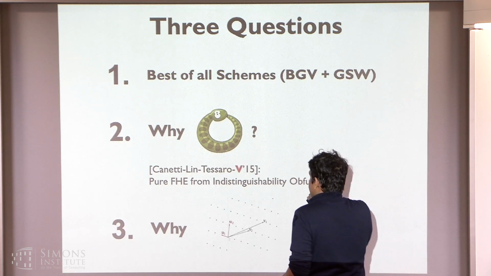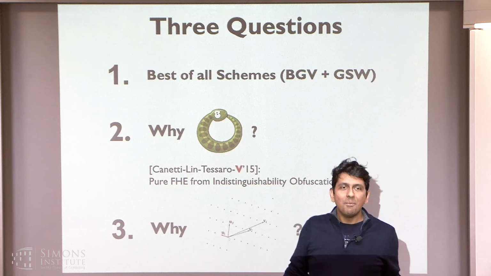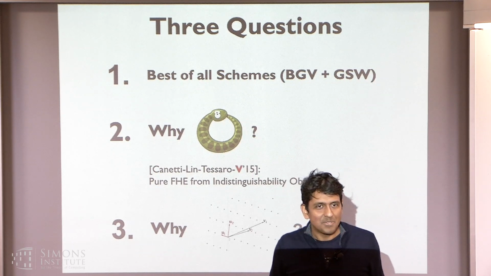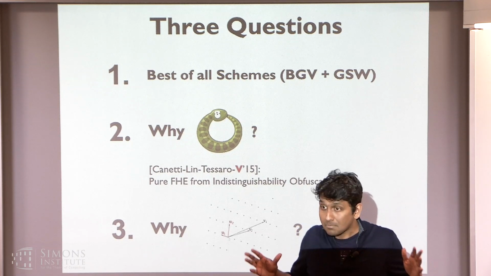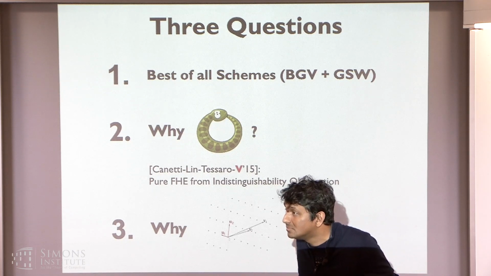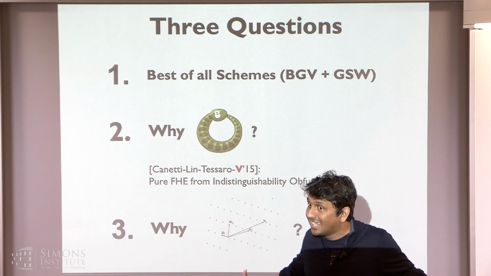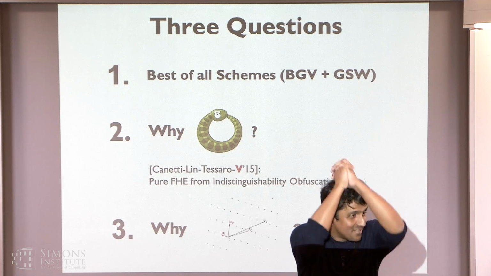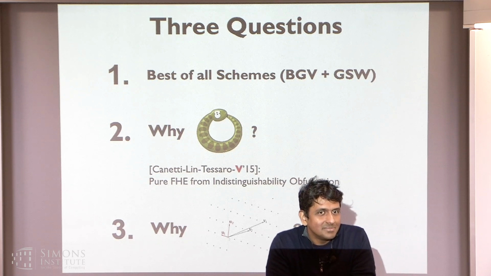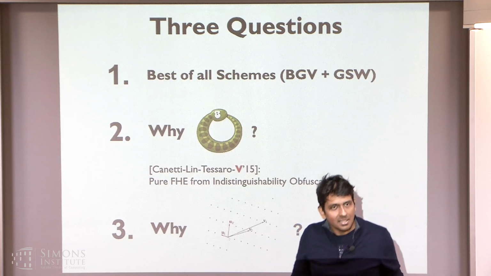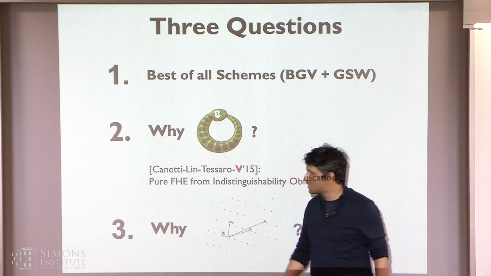It turns out that there's a completely different way to get pure FHE from this thing called indistinguishability obfuscation, which does not refer to circular security at all. So there is a way to bypass circular security, except you replace it with a huge hammer. That gives some indication. This is work with Ron, Rachel, and Stefano.